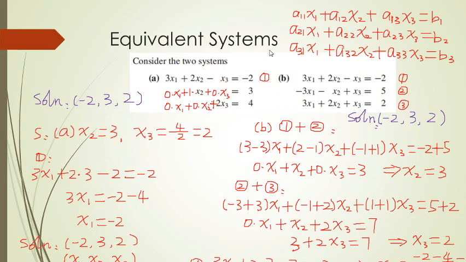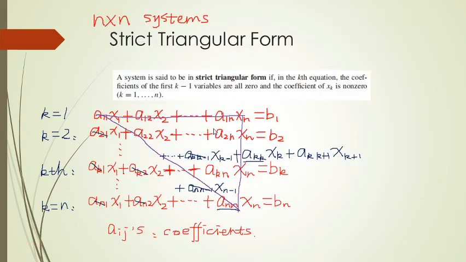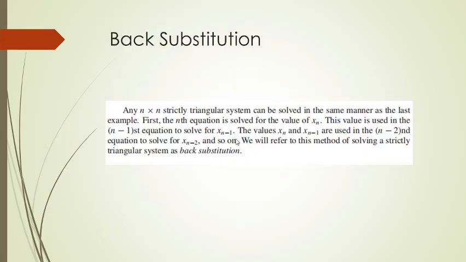And we also talked about equivalent systems. Two equivalent systems share the same solution set. Usually we are trying to transform a complicated system into an easier one. Here we introduced the strict triangle form for the n by n system. For the coefficient aij part, it should look like a triangle. In row k, the first k minus 1 coefficients are all 0, and the coefficient for xk is non-zero. That is strict triangle form. We are trying to transform a system into strict triangle form. Then for this equivalent system, we can use the back substitution method to solve it. That is easy.